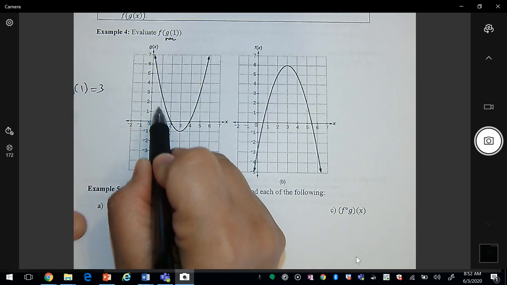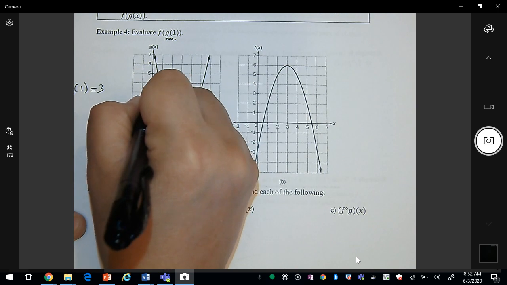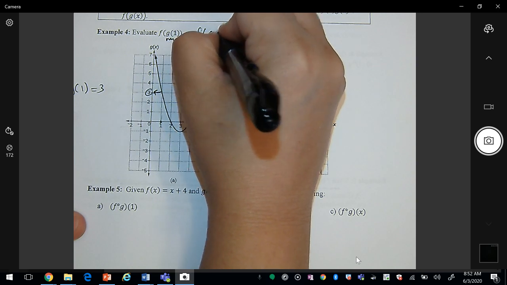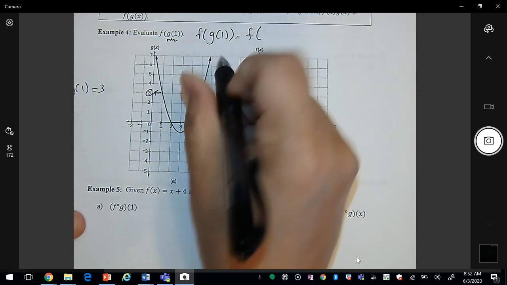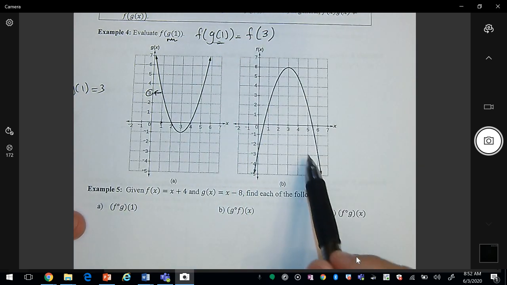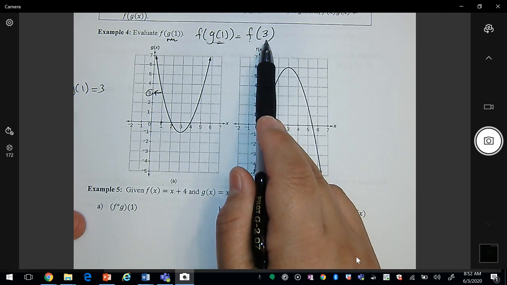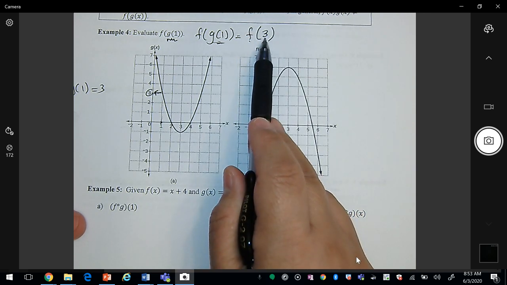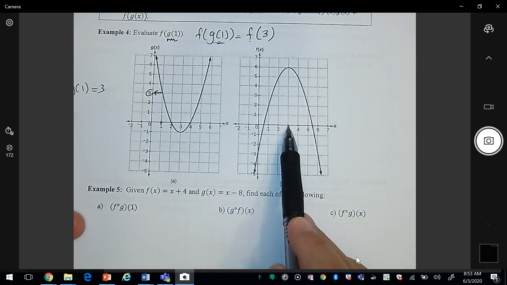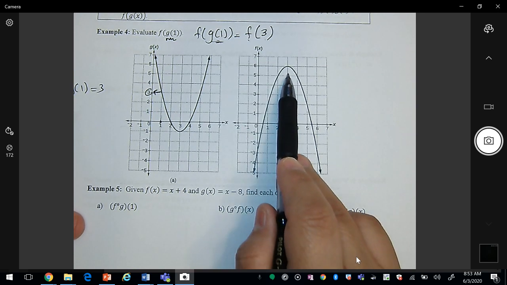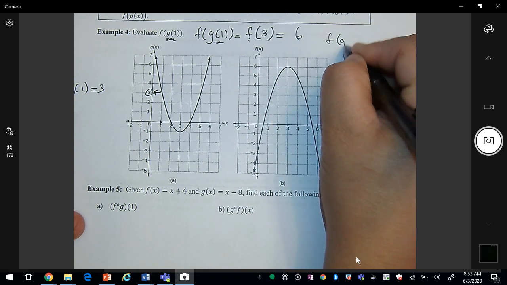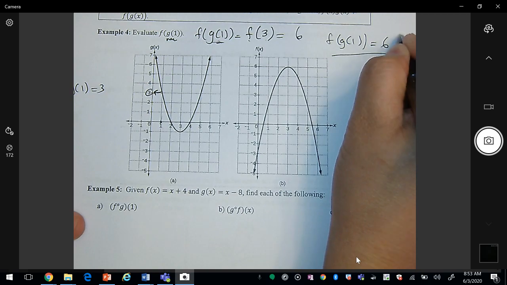Again, we go to the 1, go up, and we can see that it's 3. So f of g of 1 is equal to f of... we got 3, so I'm going to replace that with a 3. And now we evaluate f of 3. So we go to the function f. 3 is representing x, so we go to 3, and then we see where it touches the graph. If we go up, that's going to be at 6. So f of g of 1 is equal to 6.